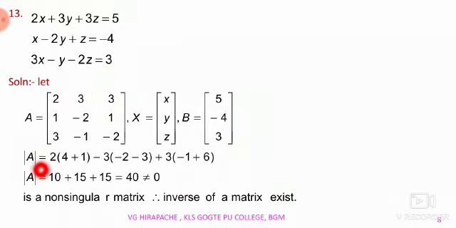To check the singularity or non-singularity, one has to find the determinant of matrix A. Therefore, the determinant of matrix A, expanding along the first row, we get determinant of A is equal to 40, which is non-zero. Therefore, this matrix is called non-singular. Therefore, the inverse of the matrix exists.